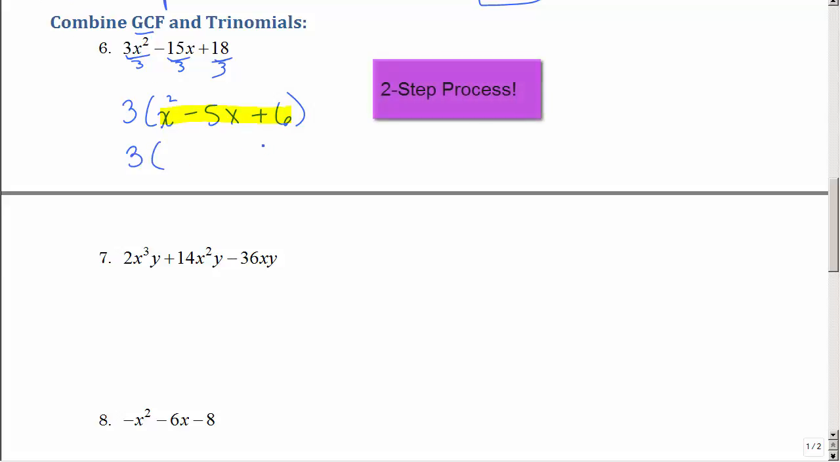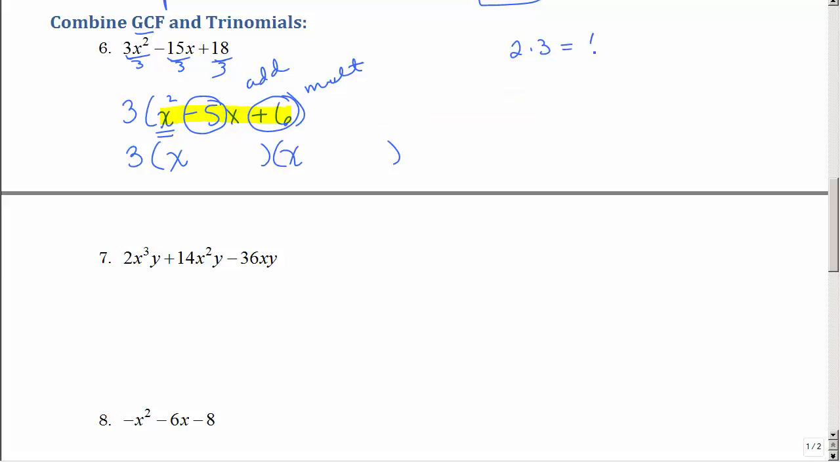So on the next line of notebook paper, again that two-step process, I say x times x is x squared. What multiplies to get positive 6 and adds to get negative 5? Well, we could have 2 times 3 is 6. If I make them both negative, negative times negative is positive 6, and if I add negative 2 and negative 3, I get negative 5.